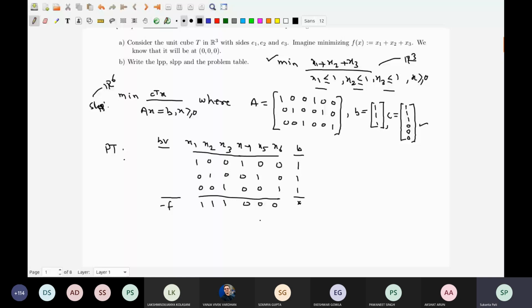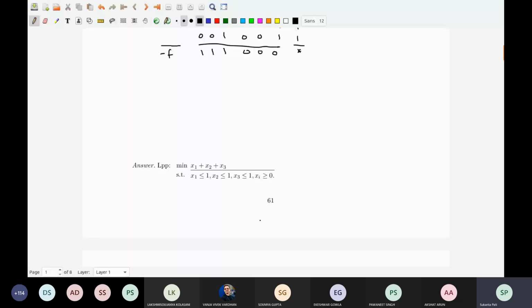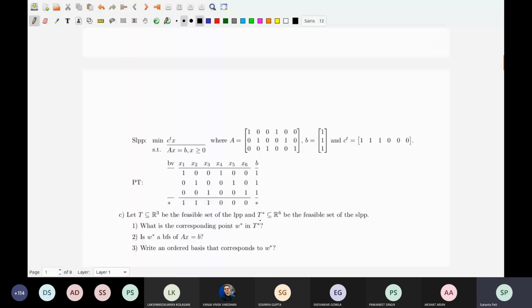Look at part C. The feasible set of the LPP, let us denote by T. T is the feasible set, and the feasible set for the SLPP we denote by T star. For this discussion, I will need to differentiate them. So T is the feasible set for the LPP, and T star is the feasible set for the SLPP.